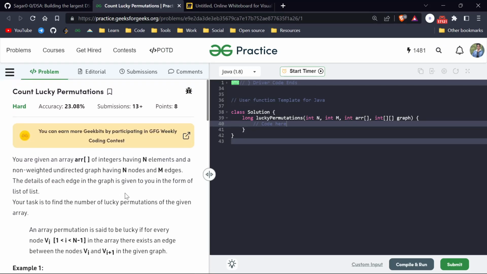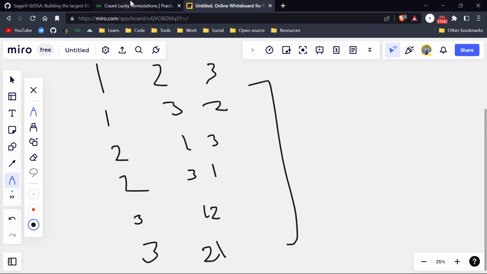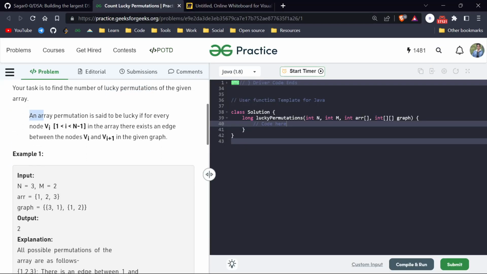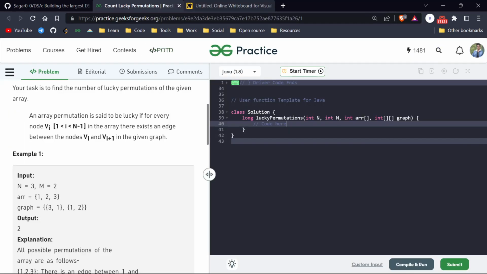Okay, so we have to find the lucky permutations. But what is a lucky permutation? We know these are the six total permutations, right? And an array permutation is said to be lucky if for every node vi, that particular permutation is said to be lucky if, for any node vi, so this is our vi, that is one node, i should be greater than 1 and less than n minus 1.